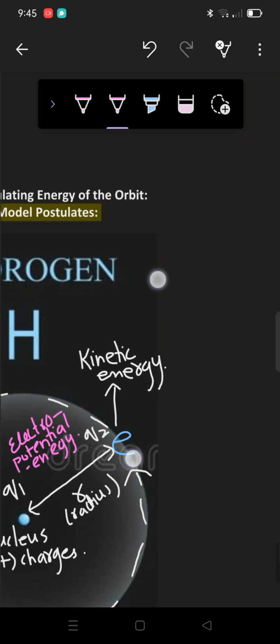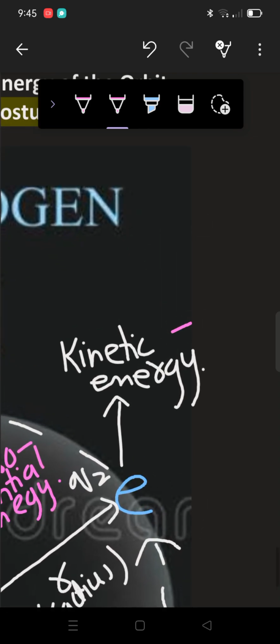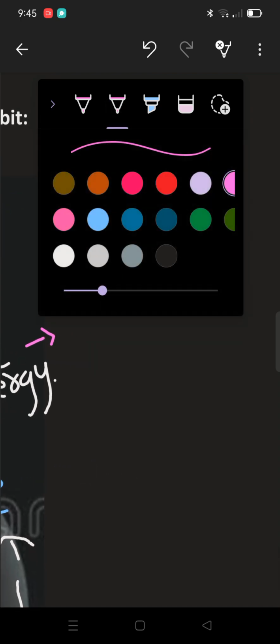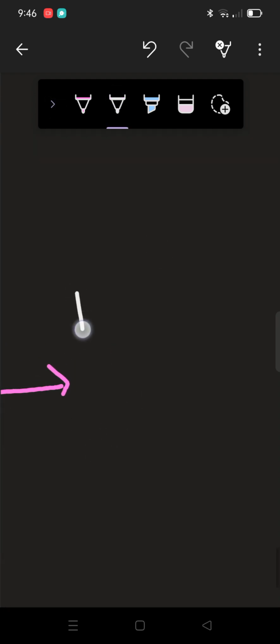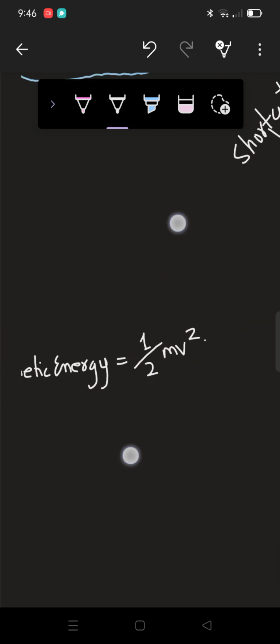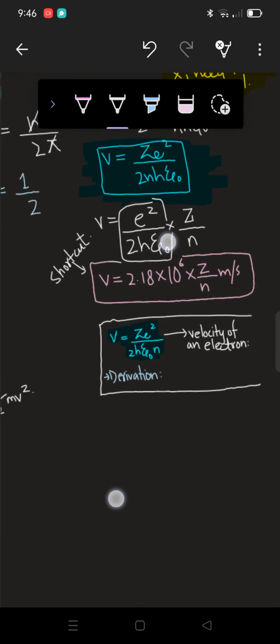So there is electropotential energy plus kinetic energy in the orbit of an atom, right? Today we're going to derive the formula for calculating the kinetic energy of an orbit. So what's the formula for finding the kinetic energy, that we know very well: kinetic energy is equal to half mv square. Now we have already derived the formula for velocity, right?